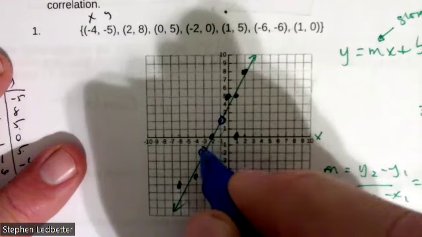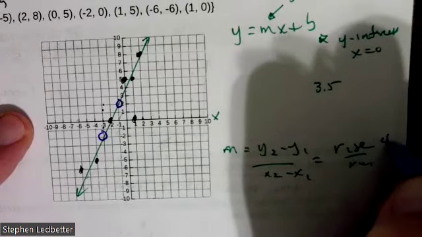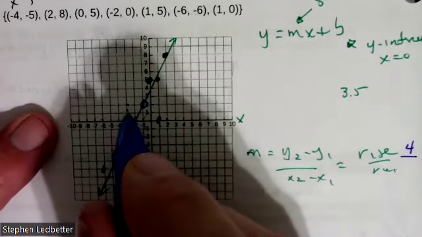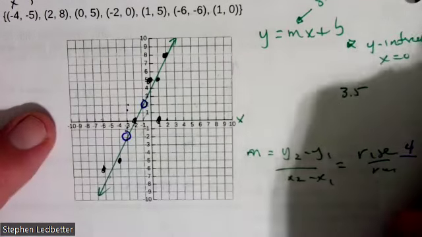All right, so I'm just going to use rise over run. So I'm going to go up 1, 2, 3, 4. So I went up 4. So my rise is 4. I went up, so it's positive. Then I go to the right, 1, 2. So it looks like I go 2.